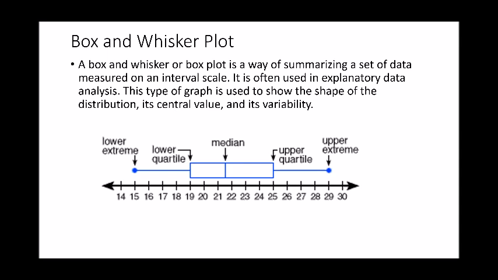It's often used to explain the data. It's used in exploratory data analysis. It's used to show the shape of a data distribution. It's also good at looking at the central value, like the median of the distribution, and it also shows the variability of the distribution. You can see a box and whisker plot at the bottom of the screen. They can be drawn horizontally, like the one shown here, or vertically.